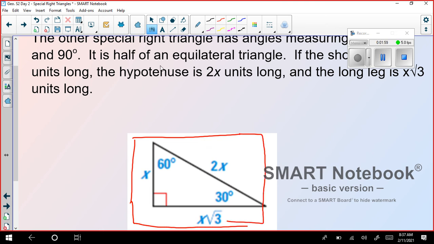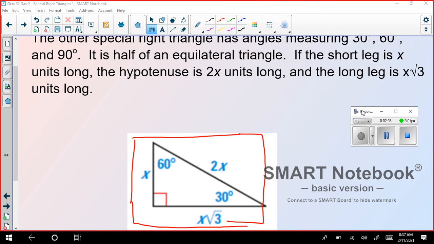I'll read out once again what the 30, 60, 90 triangle is. It is the other special right triangle that has angle measures of 30, 60 and 90, and it is half of an equilateral triangle. Keep that also in mind. If the short leg is x units long, then the hypotenuse is 2x units long, and the long leg is x times root 3 units long. Take 30 seconds, then we will move to problems.